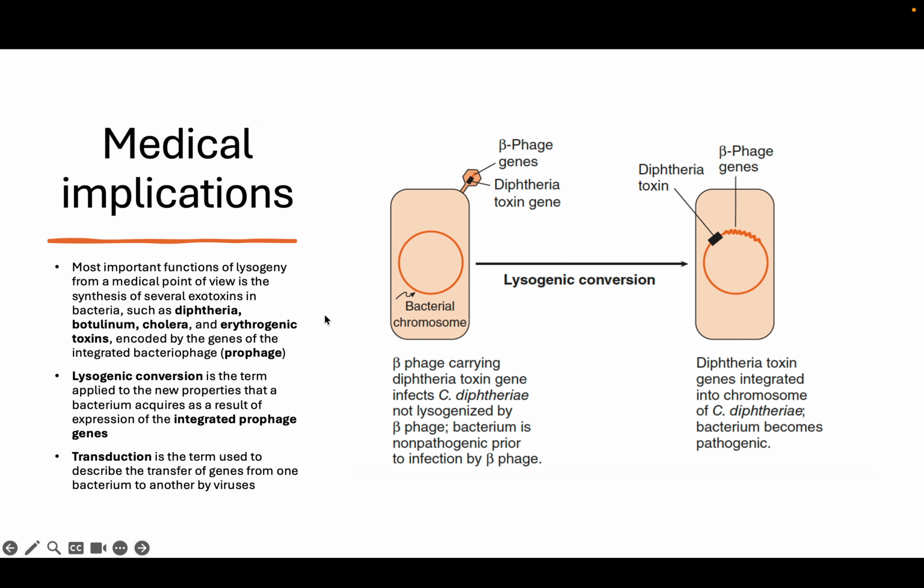So the prophage means it's the DNA that is now incorporated into the host genome. And this is also called, other than lysogenic conversion, transduction. It means that there's a transfer of genes from one bacteria to another through viruses. We do this quite a lot in the lab. Sometimes we want to give a virus a new gene. So we use bacteriophages or other viruses to transfer our genes into one. So it's called transduction.